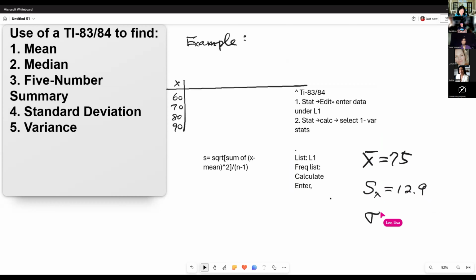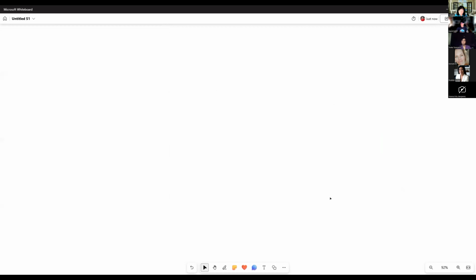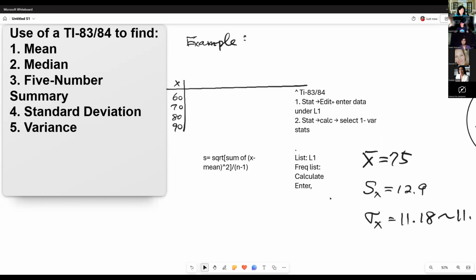And sigma x gives you a smaller number, 11.18. And I will round it to 11.2, right? 1 decimal. Then when you scroll down, use the down arrow key. Your calculator has a panel with arrow keys to go up, down, right, left. When you need to go down, you just press the down arrow key, and it pops out the five-number summary. Minimum will give you right away 60, Q1 is 65, right?